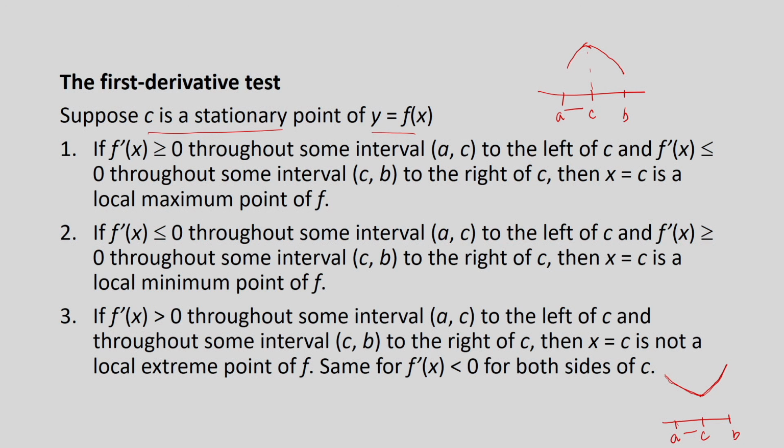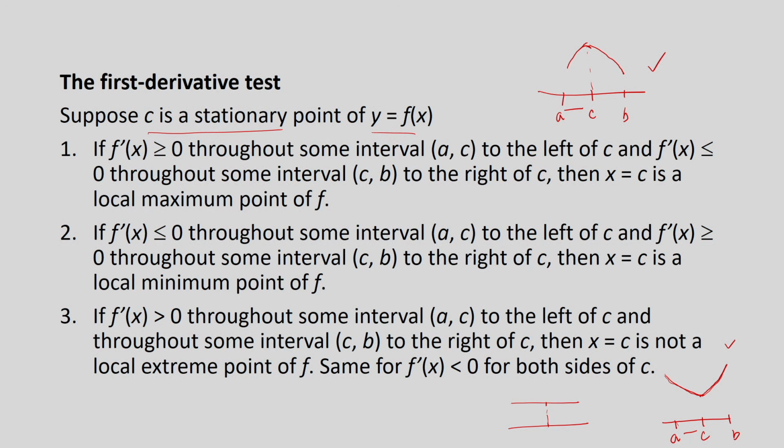Notice one thing, this does not rule out the case where f dash of x is equal to 0 to the left or to the right. So, if you have f dash of c is equal to 0, then you are going to have a horizontal line, but that does not mean that you do not have a local maximum or local minimum. So, these are the two cases. You have a local maximum here and a local minimum here. So, this is basically the first derivative test.